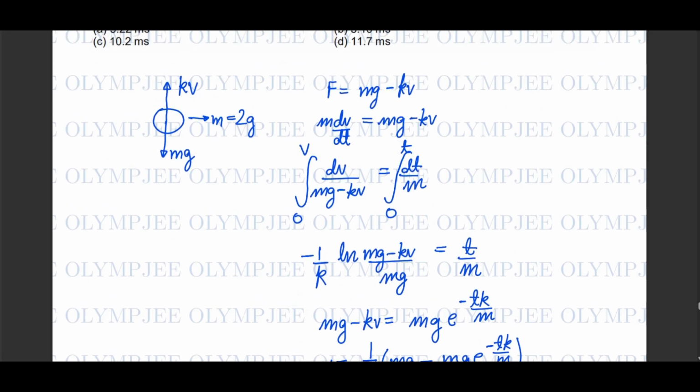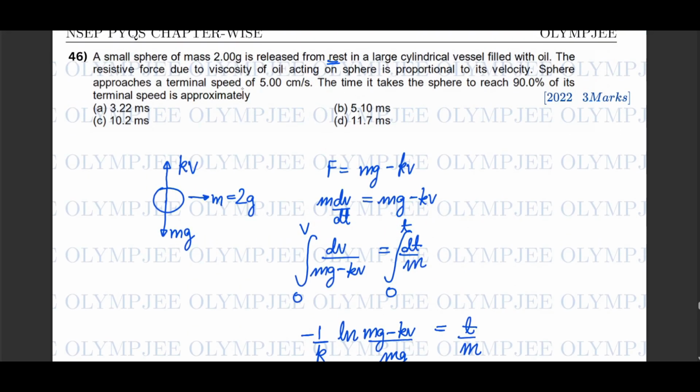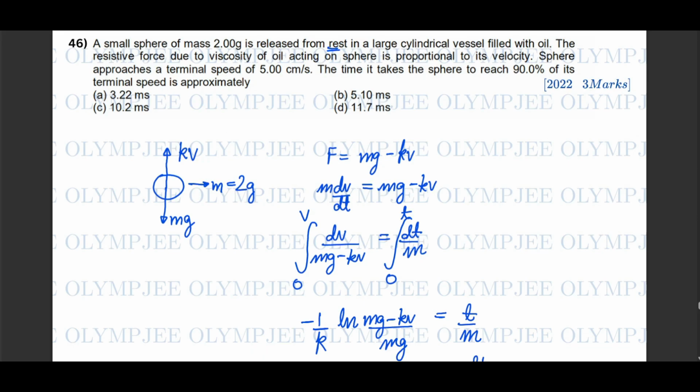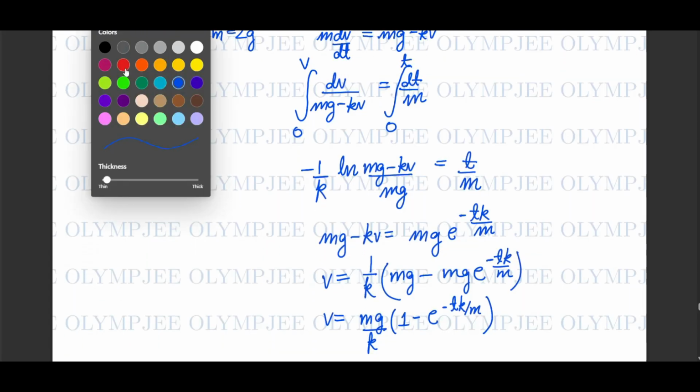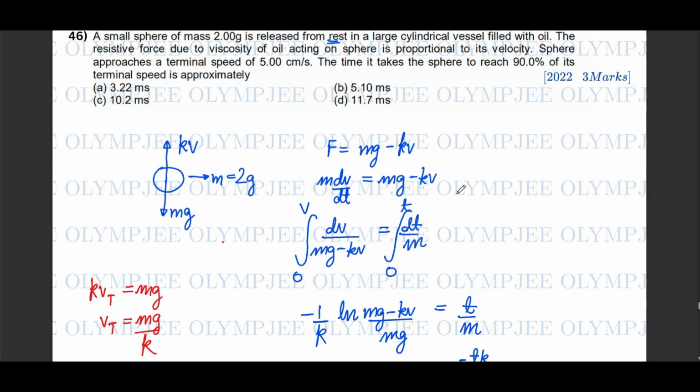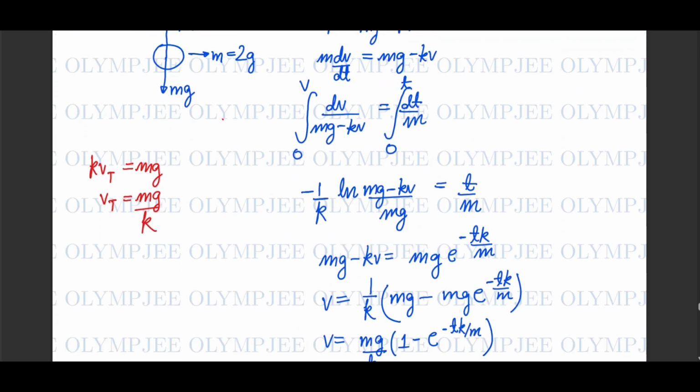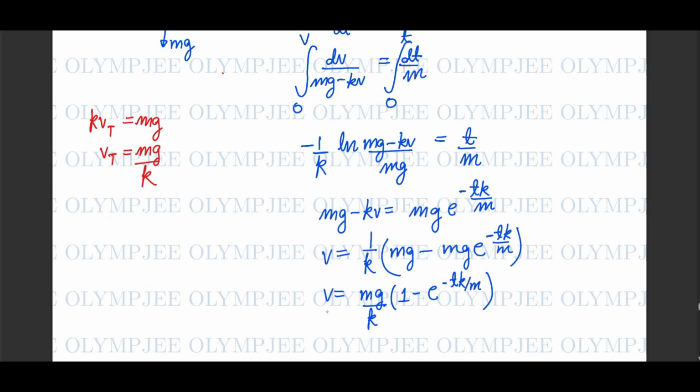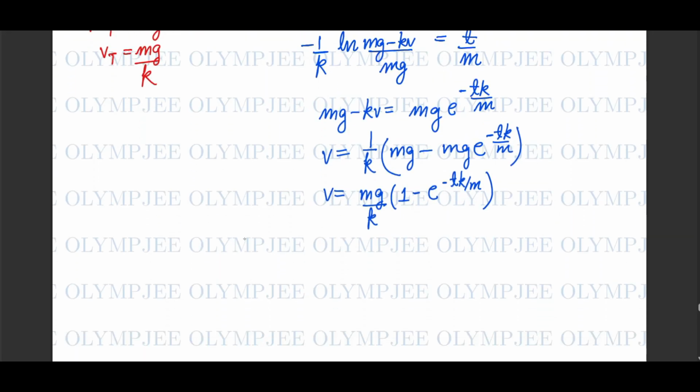Okay, so now they have given one more piece of information, that the terminal velocity of the sphere is 5 centimeters per second. Terminal velocity is achieved when both the forces are equal and opposite, so that no net force is acting. That is the definition of terminal velocity. So k times terminal velocity is equal to mg. Both the forces should be equal. Terminal velocity is basically mg by k, and we are also given the value of vt. So here we can substitute mg by k as terminal velocity.